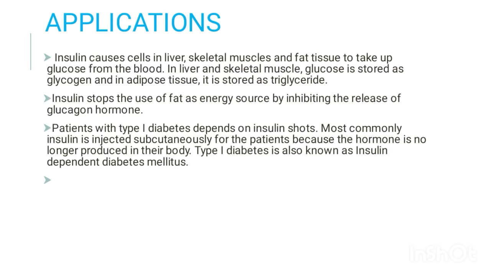Applications. Insulin causes cells in the liver, skeletal muscles, and fat tissues to take up glucose from the blood. In liver and skeletal muscles, the glucose is stored as glycogen, and in adipose tissue, it is stored as triglycerides. Insulin stops the use and inhibits the release of glucagon hormone. Persons with diabetes type 1 depend upon insulin shots. Most commonly, insulin is injected subcutaneously in patients, as it is a hormone that is no longer produced in their bodies. Type 1 diabetes is also known as insulin dependent diabetes mellitus.